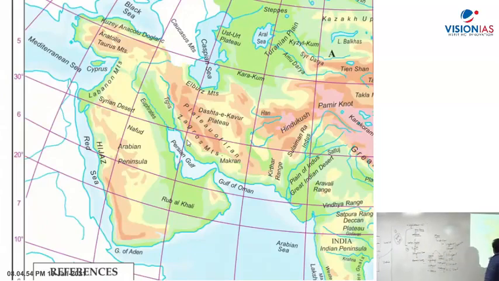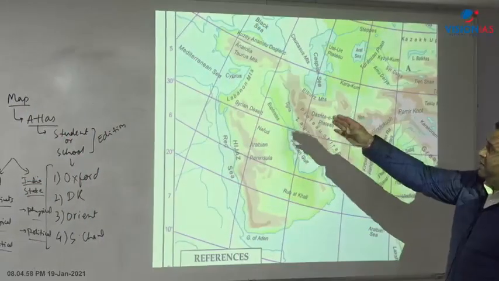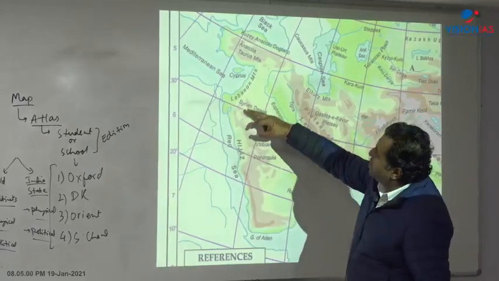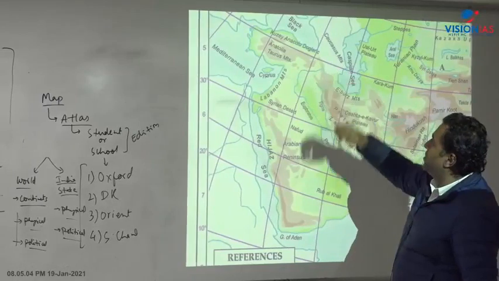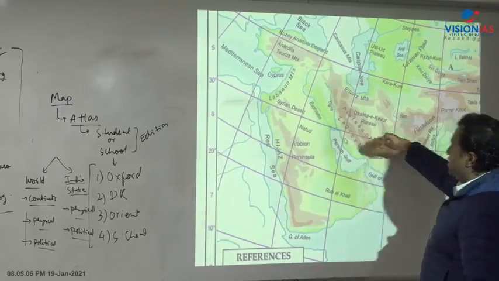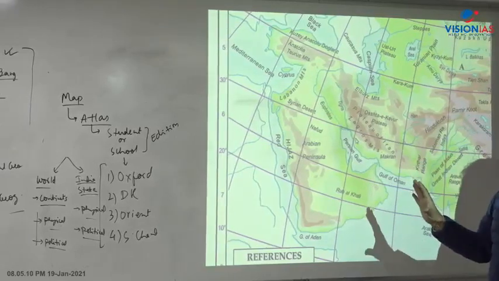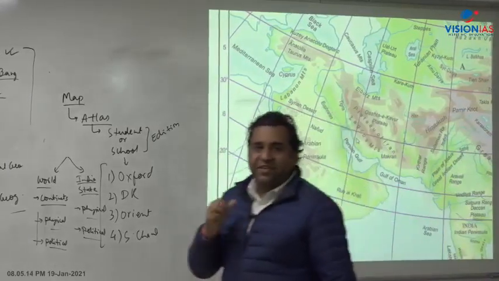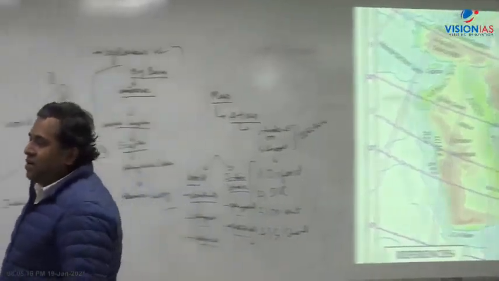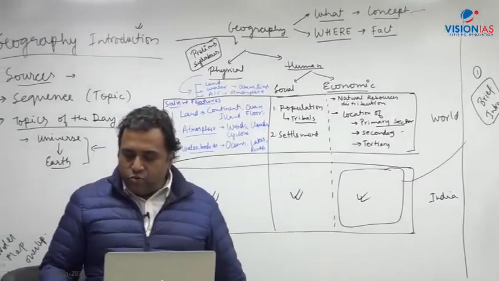So Red Sea, Persian Gulf, Gulf of Oman, Mediterranean Sea, Cyprus, Lebanon Mountain, Anatolia Peninsula, Taurus Mountain, Euphrates River, Tigris River. So just see this part of the map. Spend 15-20 minutes, one day on Asia physical. Then next day, come to the other part of Asia. Don't spend too much time.